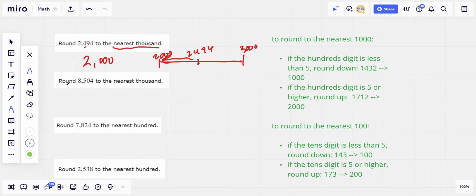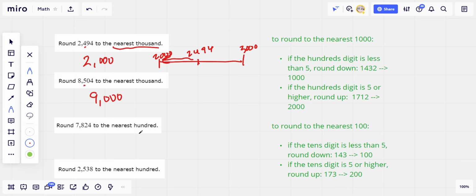Okay, let's try another one. So this says round 8,504 to the nearest thousand. If I look at the hundreds place, it is 5 or above. In this case, it's exactly 5. So this is actually just a little more than halfway between 8,000 and 9,000, a little closer to the 9,000. So our answer is going to be 9,000.